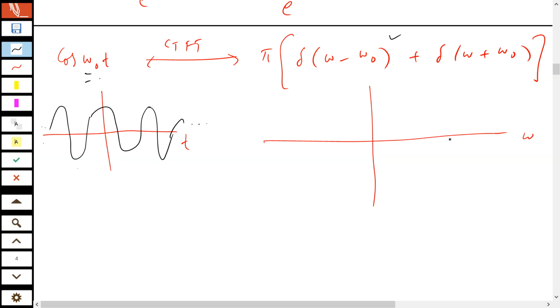One Dirac delta is at omega naught, this one, right? And the other one is at minus omega naught. And this will be of strength pi, the area pi, and this will be the area pi. So why do we see two frequencies when I said that you just need one frequency? Can you explain that?